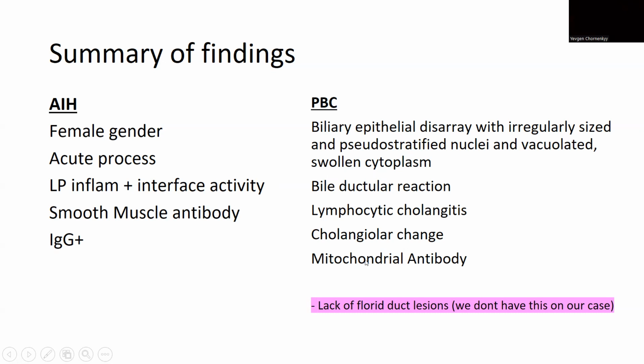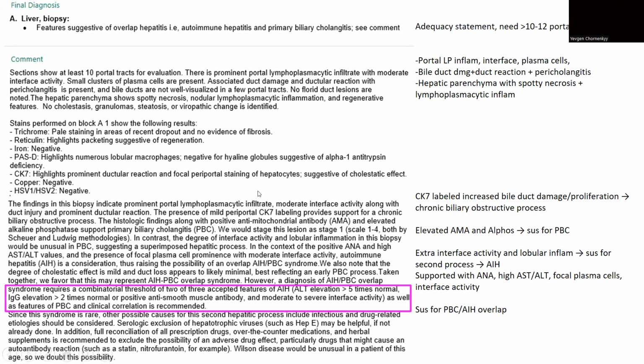We have mitochondrial antibody as well, and more of a biliary process going on. So with this case, there's a primary process of maybe AIH and maybe a secondary process of PBC. At least that's what we were thinking. This was signed out with a thesis. This is a really long note, but let's not read it. We pretty much told them it was overlap, suspicious of overlap.